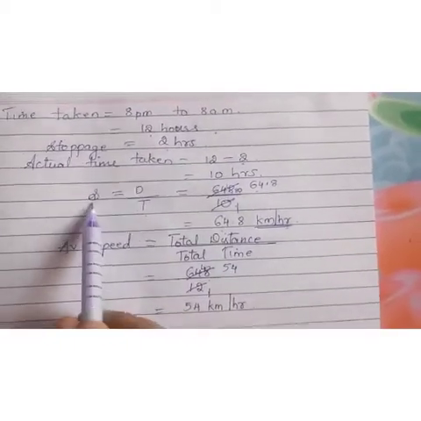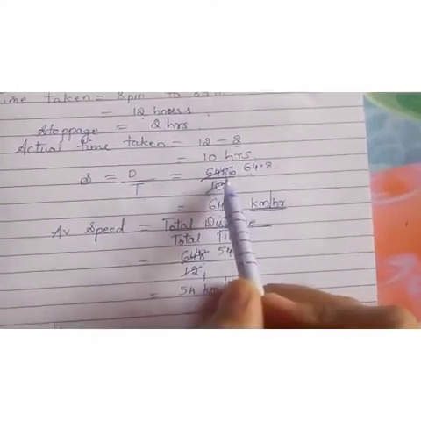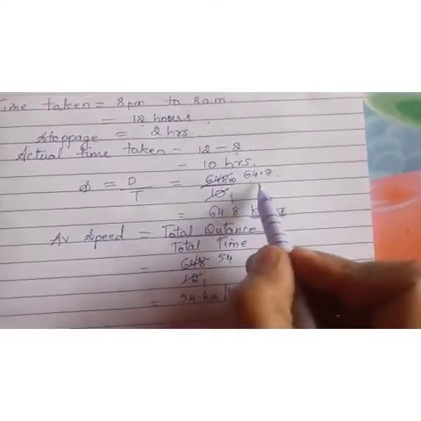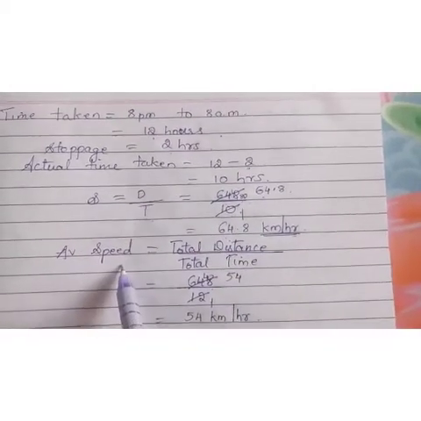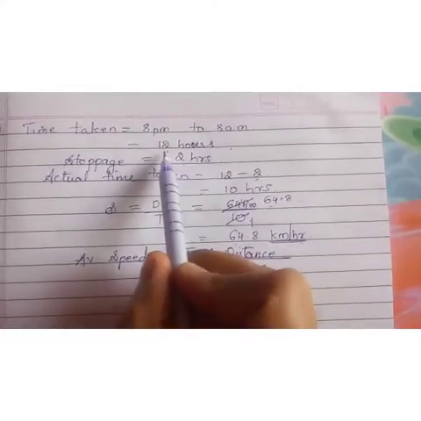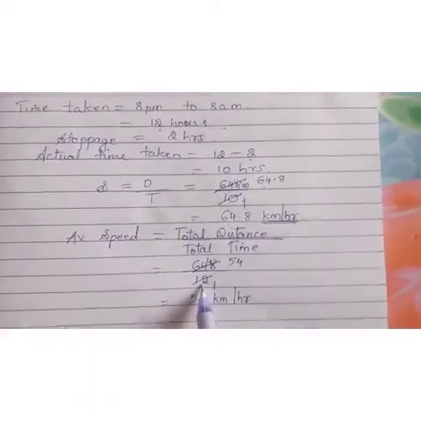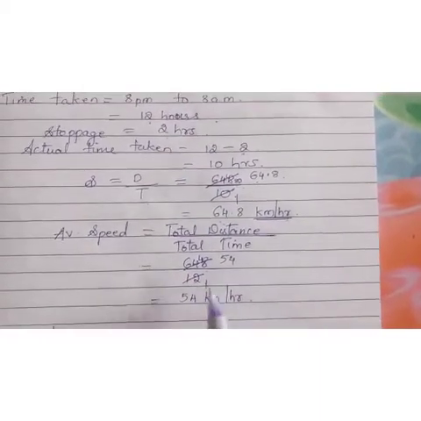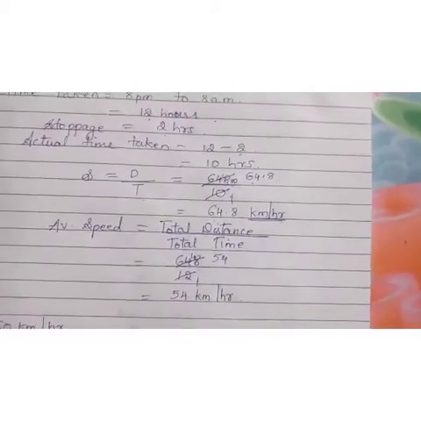Now calculate the speed. Speed is equal to distance traveled upon time taken. Distance traveled was 648 divided by 10. You get the answer 64.8 kilometers per hour. But for average speed, you have to take total distance and total time. So total time taken was 12 hours. Now instead of 10 hours, you have to take 12 hours. So divide 648 by 12. So you get the answer 54 kilometers per hour.